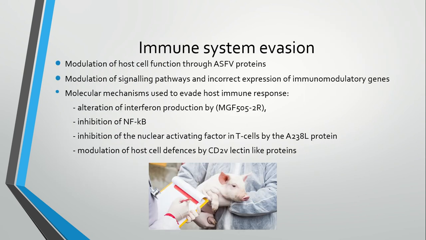Immune system evasion. So, the virus replicates and interacts with the host cell in a complex way. The virus encodes novel genes that allow for modulation of the host immune system, mainly through the production of specific proteins. Molecular mechanisms are used to evade host immune response. Some are: firstly, the alteration of interferon production. Interferons are released by the infected cells to alert neighboring cells to heighten their antiviral defenses.